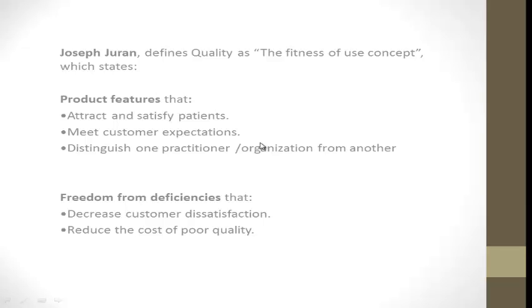Joseph Juran, one of the pioneers of healthcare quality, defined quality as the fitness for use concept, where he broke down the definition of quality into two subcategories, where product features are mentioned and the freedom of deficiencies is considered. Product features that attract and satisfy the patient, meet the customer expectations, distinguish one practitioner or organization from the other. You have to be unique, you have to satisfy your customers' needs, and attract your customers. You would have to have an attraction factor.